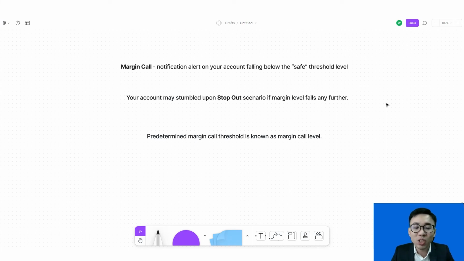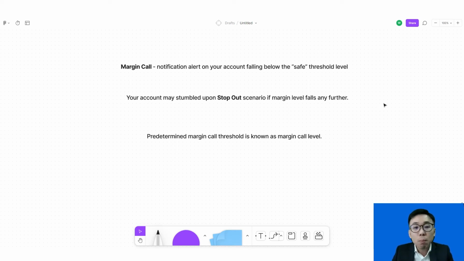Next, we're going to look at margin call. Margin call is a scenario whereby the broker will send you a notification stating that your account margin level has fallen below the safe threshold level. Now, this notification will be sent to you either via SMS or MT4 or even email. In this notification itself, they will also encourage you to deposit more funds into your account so that you can avoid having further losses thereafter. And these further losses that we're going to talk about are known as stop out. Stop out, we're going to explain even further after this.